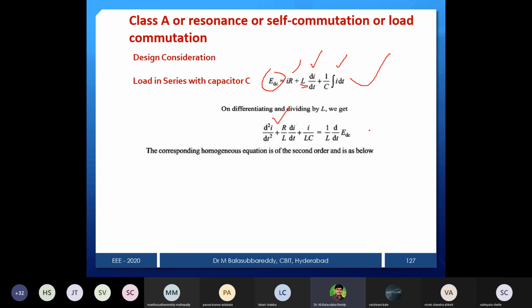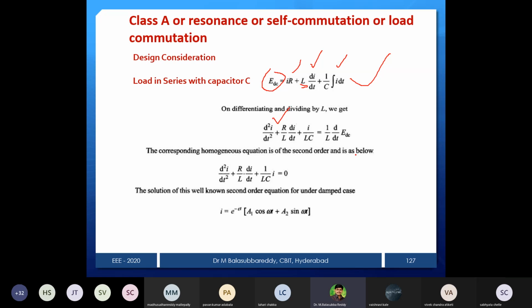So now what we have to do is take the homogeneous second order equation, given below, equal to 0. From that, I of t we can represent for the underdamped case. So this is the differential equation. I can get I equal to e power minus epsilon t into A1 cos omega t plus A2 sin omega t. A1 and A2 are constants we have to find by substituting the initial conditions.